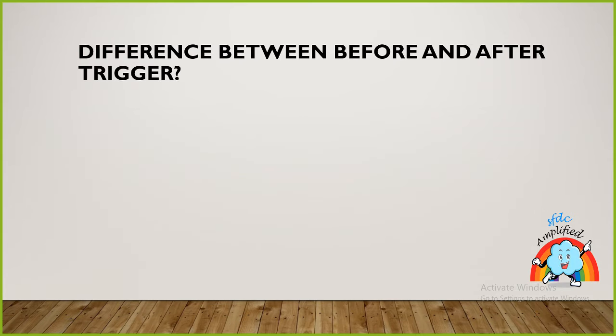Yes. Then the difference between before and after trigger. Before trigger is used for data insertion before the data gets saved in the database, and the after trigger is used to perform operations after the data is saved in the database. For example, whenever the account description is updated, update the opportunity as well. Then for that, what will you use, before or after? After. Why? Because the account is getting updated, and after that the opportunity will update. So that's why after trigger. Correct.